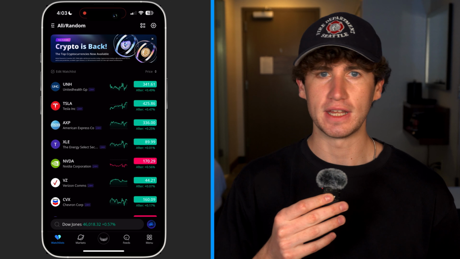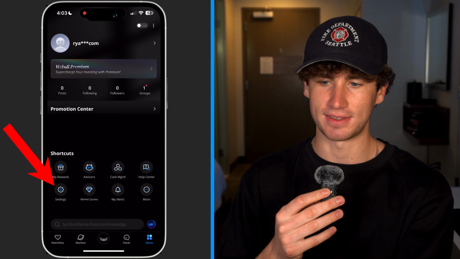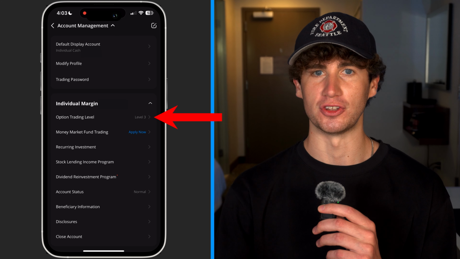Okay, so the first thing you need to do on Webull is head to the menu tab on the far right. Click settings and go to account management. Here you'll see a section for options trading level.